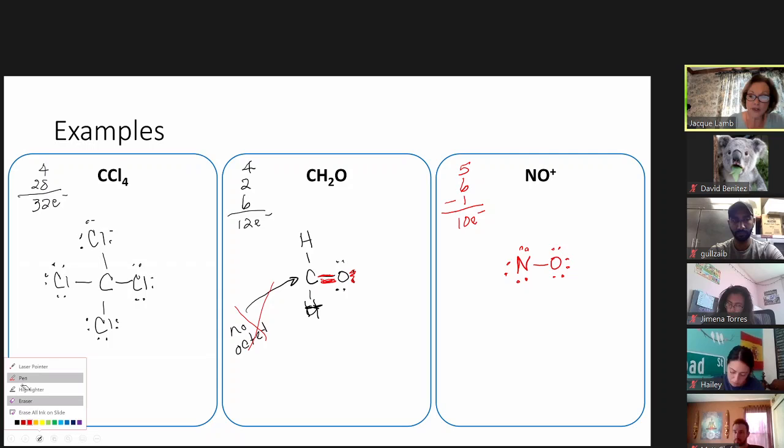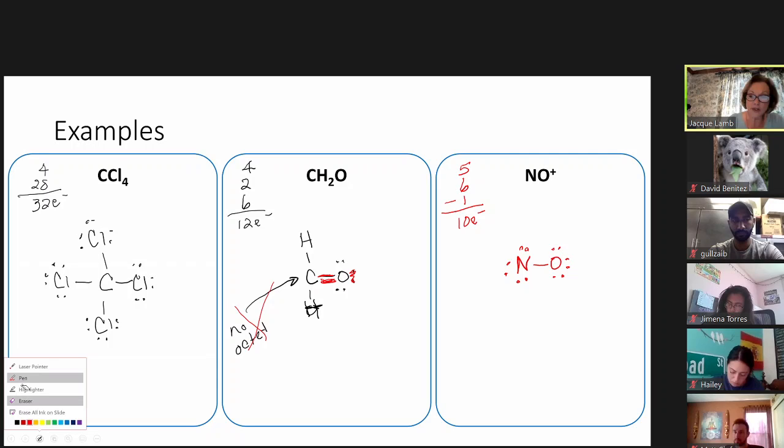So if I have 2, 4, 6, 8, 10, 12, that's still too many electrons. So I'm going to have to do the same thing again. If I go back here and take my eraser, I erase 4 electrons and I put back 2. So I take out 4 and I put back 2. Now I have 2, 4, 6, 8, 10 electrons, and that is correct. So that's really how we get these structures.